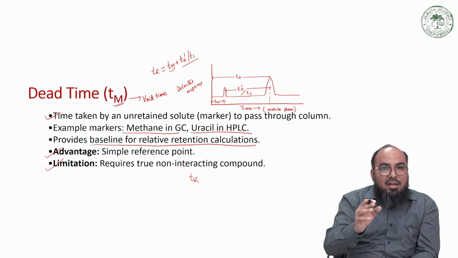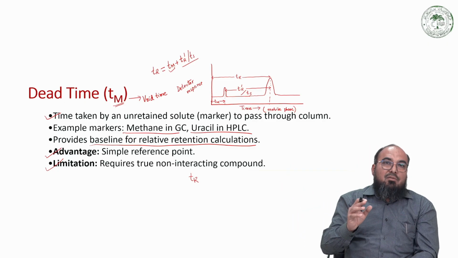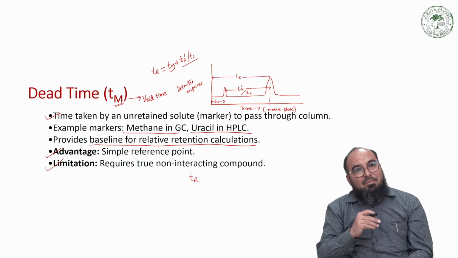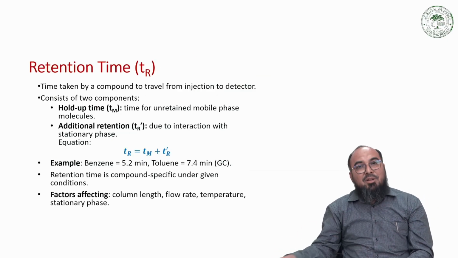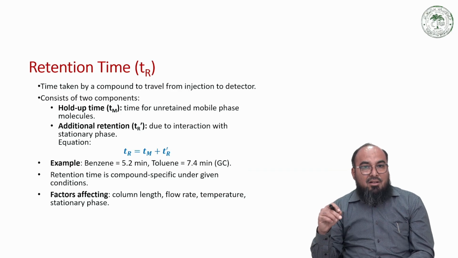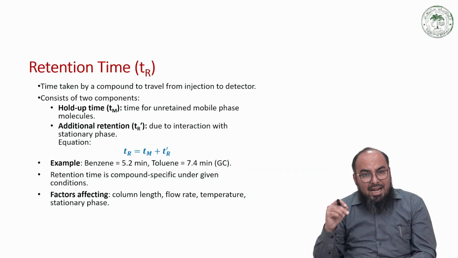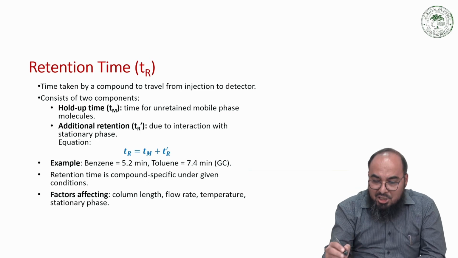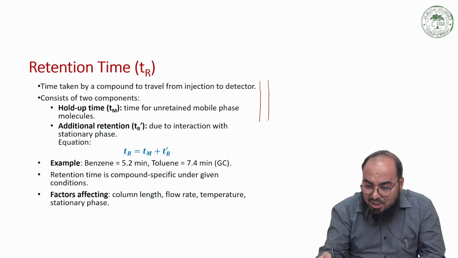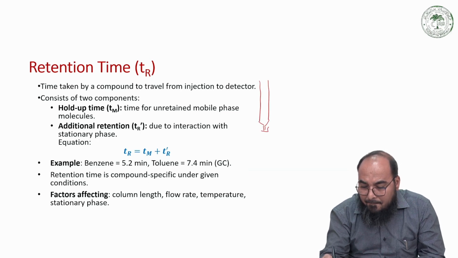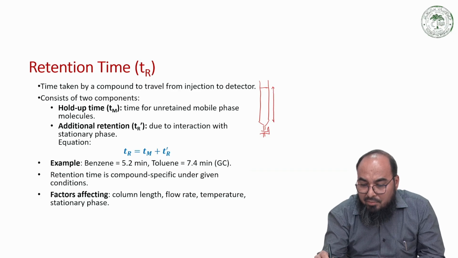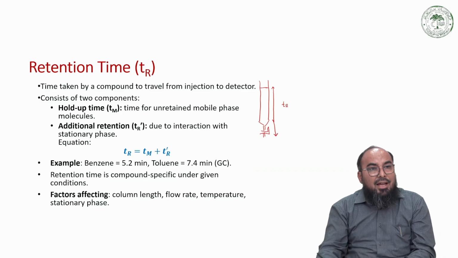And similar to KD, TR is also very specific, very characteristic for any chromatographic separation. We are going to see this in our coming slides. So TR is actually the time taken by the solute from the injection point. Now suppose this is your packed column. Packing starts from this point. So TR is actually the time taken from this to this, up to the elution.